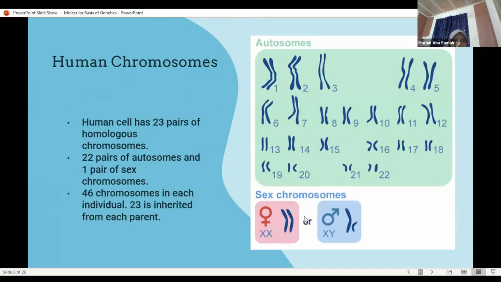In human, there are 23 pairs of homologous chromosomes, 22 pairs of autosomes, and 1 pair of sex chromosomes. The autosomes will determine the characteristics such as eye color and height, while the sex chromosomes will determine gender. In a pair, one chromosome is inherited from each parent, so 46 chromosomes in each individual. 23 is inherited from each.